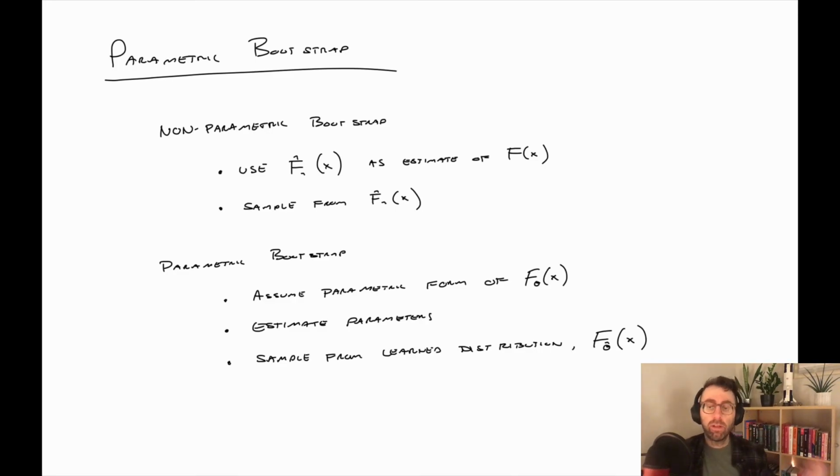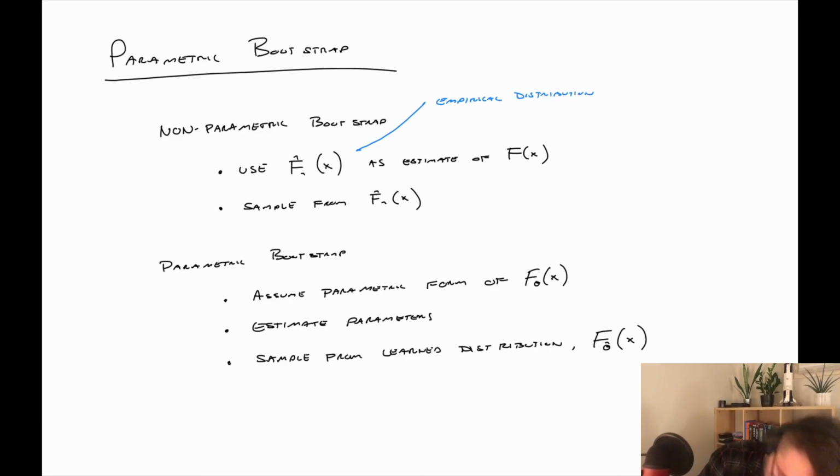So previously, when we did the bootstrap, we did a non-parametric bootstrap. So we didn't make any distributional assumptions. So basically what we said was, okay, use the empirical distribution as an estimate of the actual distribution, and then sample from the empirical distribution to generate bootstrap resamples, and then calculate your statistic on that, and then you have bootstrap replicates and you're off to the races. Okay, great. Well, there's another way to do the bootstrap. It's called the parametric bootstrap.